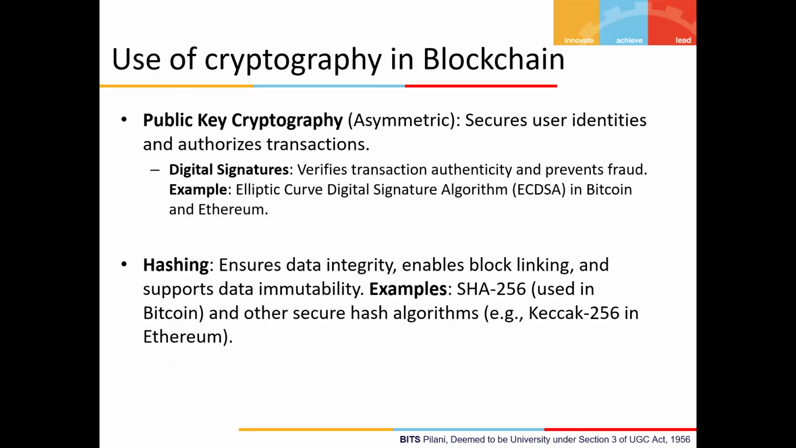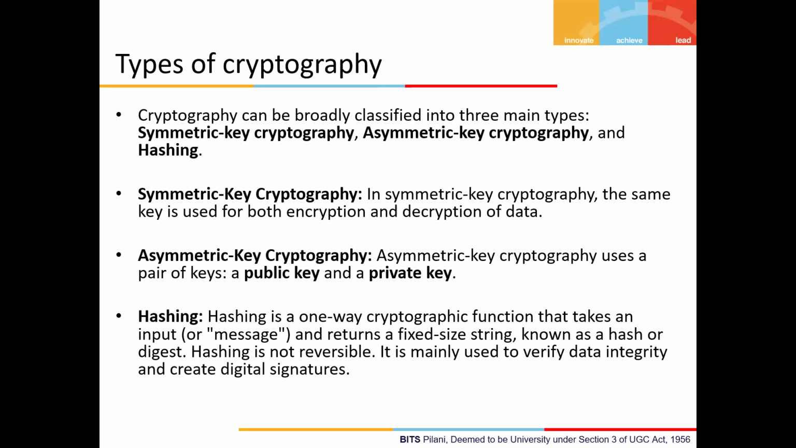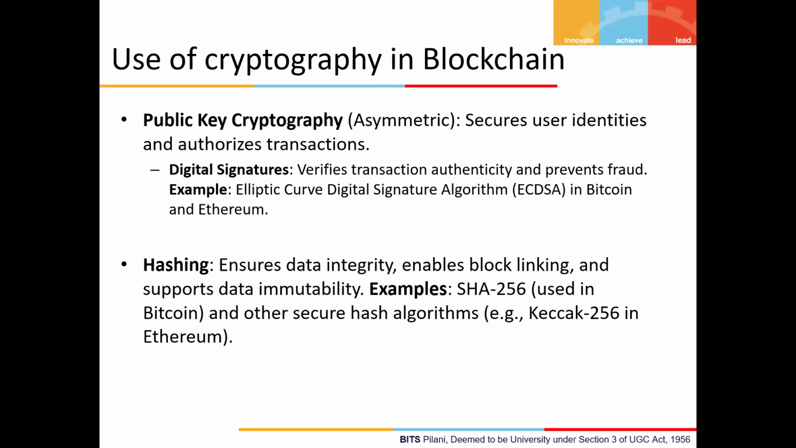So now the use of cryptography in blockchain. What types of cryptography do we use in the blockchain? Here we use public key cryptography, which is nothing but asymmetric key cryptography, and hashing. We use these two things. And in that asymmetric key cryptography, we use digital signatures, right?